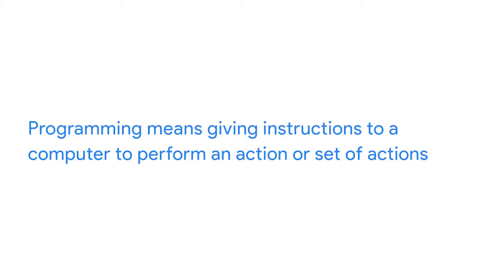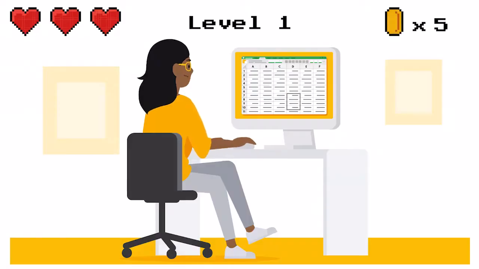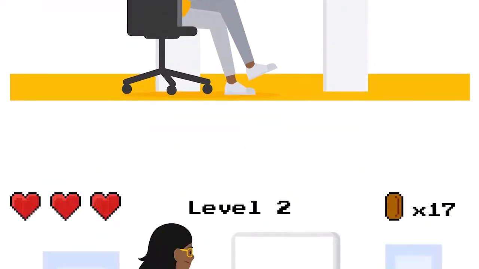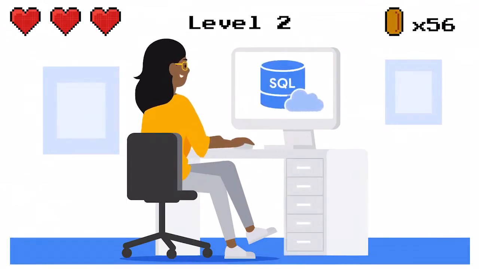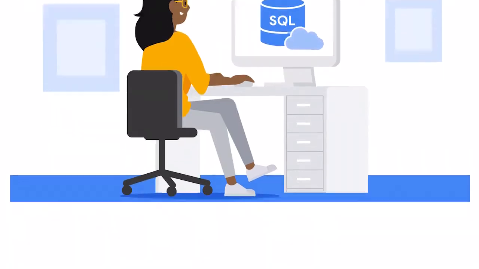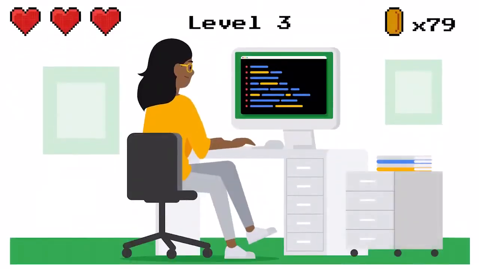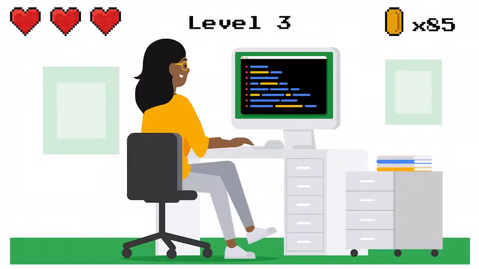Earlier, you learned that programming means giving instructions to a computer to perform an action or set of actions. And even if this is your first time programming, you already have plenty of experience telling a computer what to do. For example, you've probably used a spreadsheet function to sort your data or perform calculations. Or you might have used SQL to tell a computer how to pull data from a database or join two different data tables. Programming goes even further.